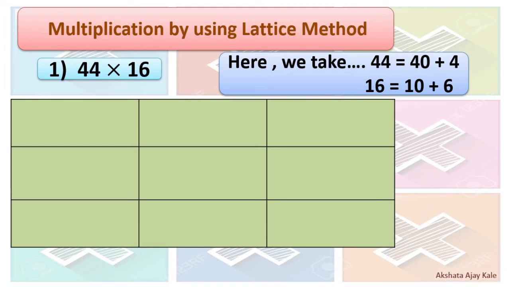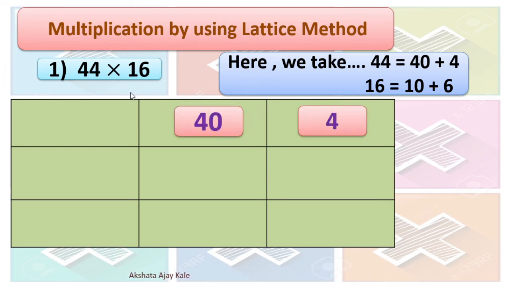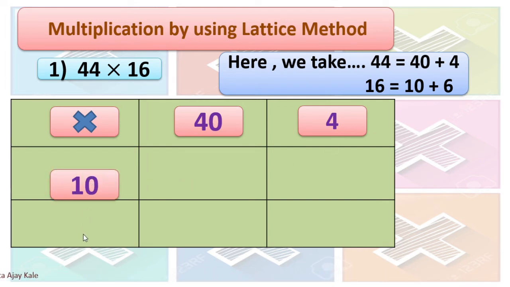Now you know that we will write 40 and 4 here, same place. Now multiplication sign is here. Now this 16 we are going to write 10 and 6. Here we will write 10 and here we will write 6. Got this, children? Same procedure, but only we are using here 2 lines.